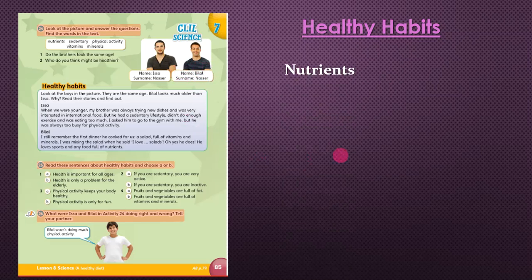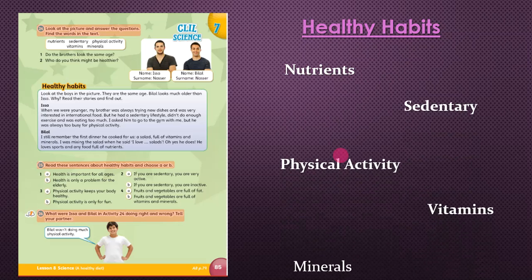Some words that we learned in this lesson were words like nutrients, sedentary, physical activity, vitamins, and minerals. Nutrients are ingredients needed for your health and body and your growth. Sedentary is to not do any movement, to stay or lay down for a long time, not doing any physical activity or any movement. Physical activity is any movement that you make that would burn calories.